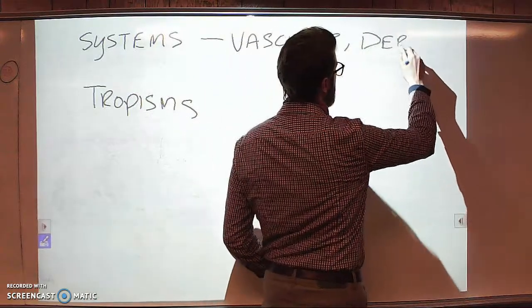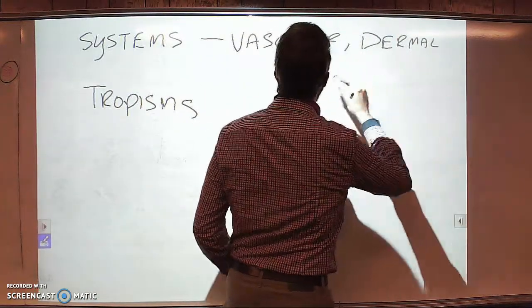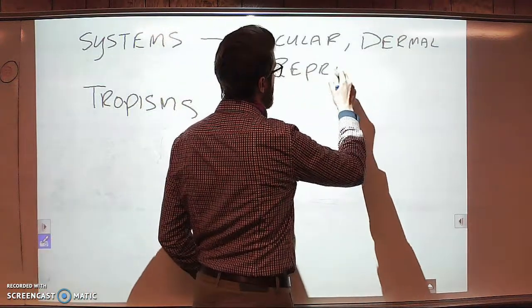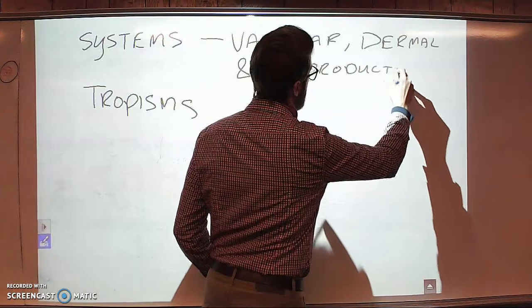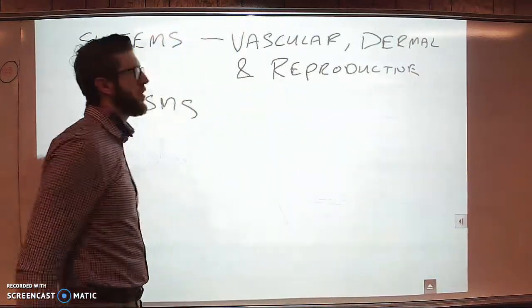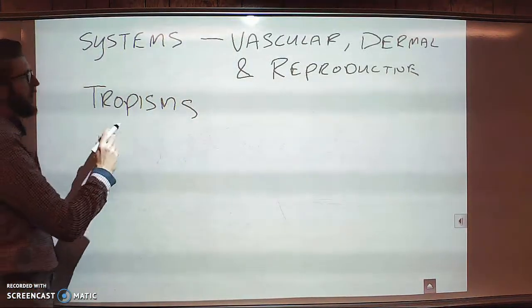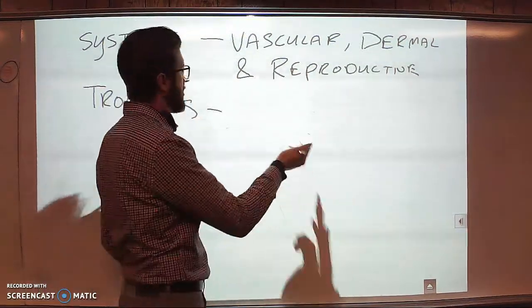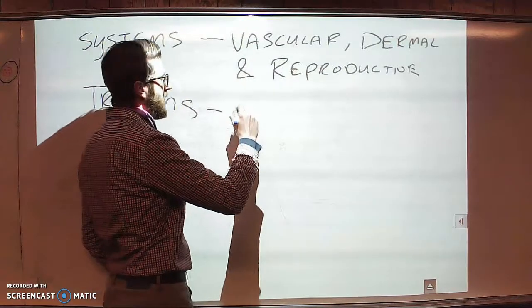Okay, so for plant systems, the three systems that we're going to be talking about are vascular, dermal, and reproductive. So those are the three systems that we're going to be learning about. And tropisms, we're going to be learning about four tropisms.